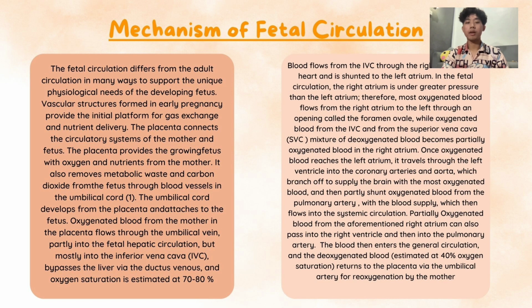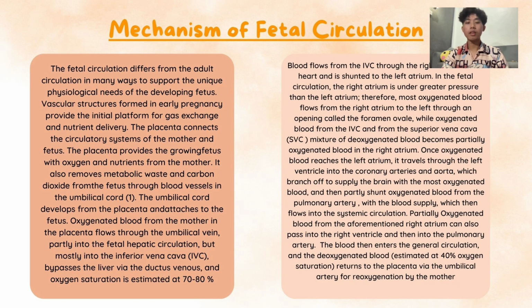Oxygenated blood from the mother in the placenta flows through the umbilical vein, partly into the fetal hepatic circulation, but mostly into the inferior vena cava, bypassing the liver via the ductus venosus, and oxygen saturation is estimated at 70 to 80%. Blood flows from the inferior vena cava through the right atrium of the heart and is sent to the left atrium. In the fetal circulation, the right atrium is under greater pressure than the left atrium.